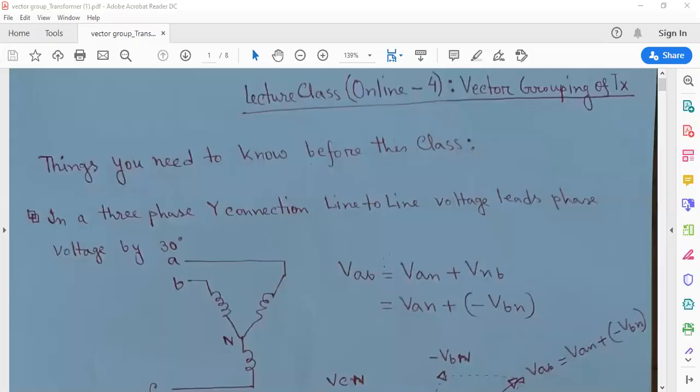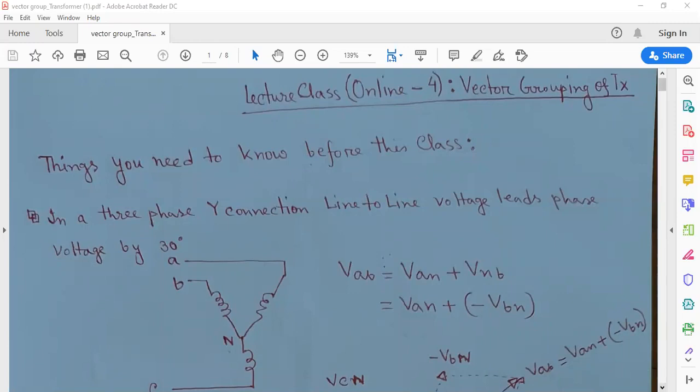Today we are going to discuss a topic which is vector grouping of three-phase transformer. At first we need to know some things which are previous knowledge of ours. Please look at the screen, computer screen. Okay, this is what we are going to discuss today.